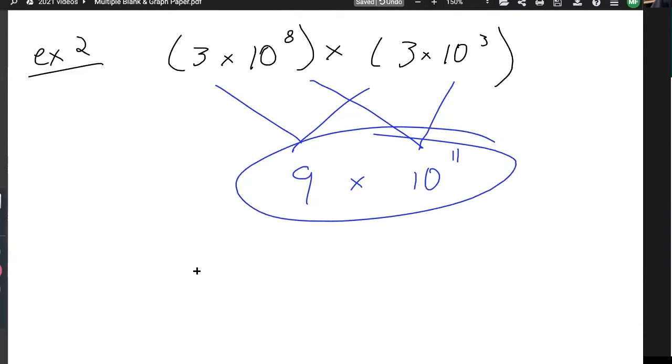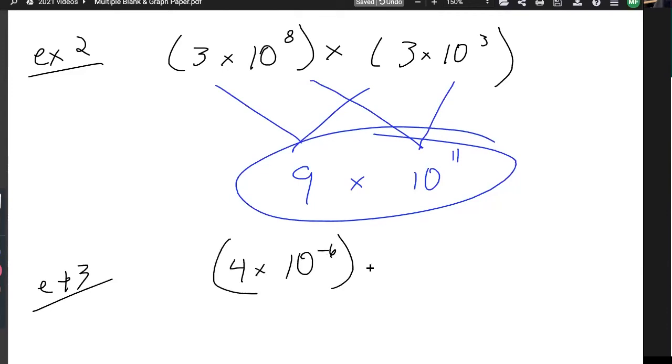Okay, the only time this is going to get tricky is this next one. So if you can understand example 3, you're good to go, okay? So here's what example 3 says. 4 times 10 to the negative 6, all times 6.2 times 10 to the fourth. Okay, well, let's just do that.